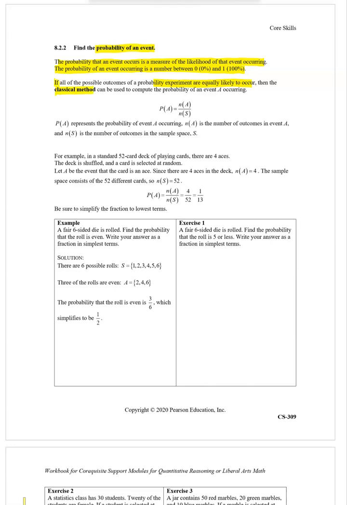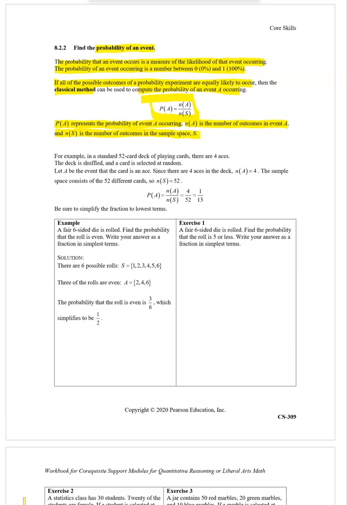So if all the possible outcomes of a probability experiment are equally likely to occur, then we're going to use the classical method to compute the probability. So here is that. We're going to use P of A equals N of A over N of S. Here's what that breaks down to be. P of A represents the probability of an event A occurring, and N of A is the number of outcomes in the event, and N of S is the number of outcomes in your sample space, okay?